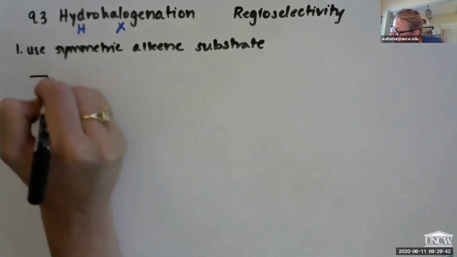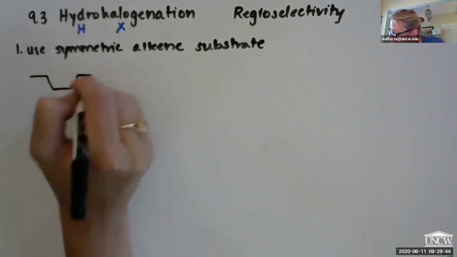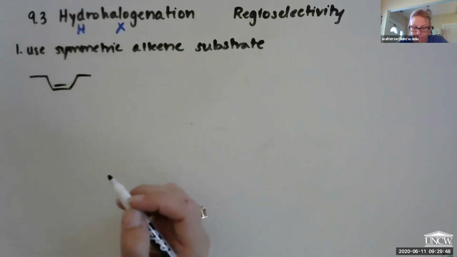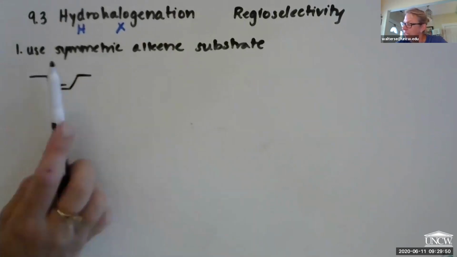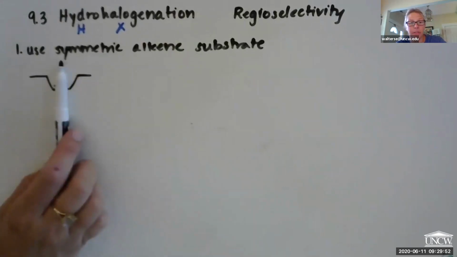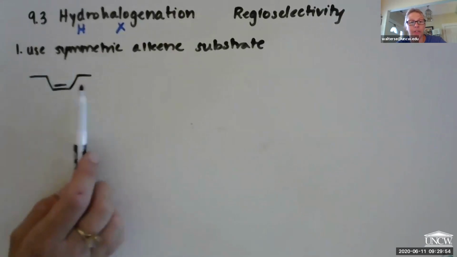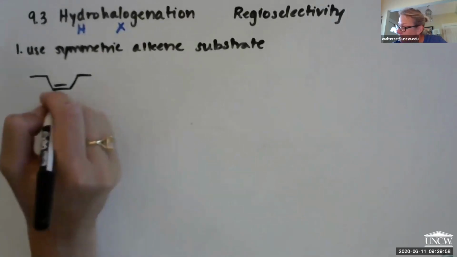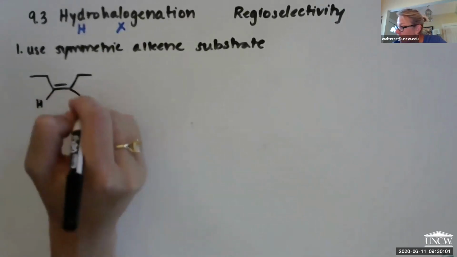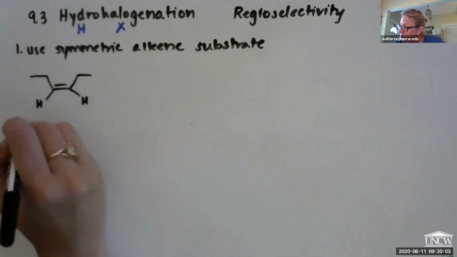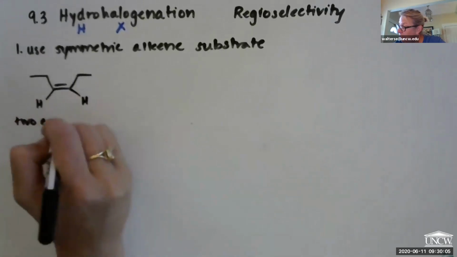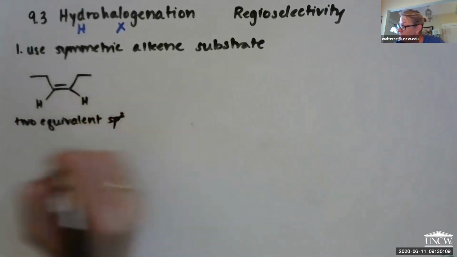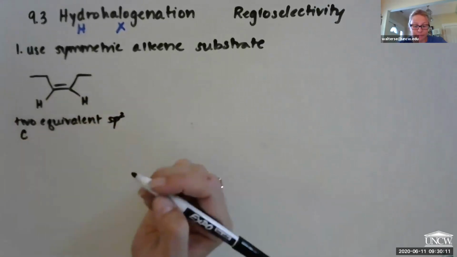So if we use this particular cis alkene, and when I say it's symmetric, it has a plane of symmetry through the middle. So the left half of the molecule looks like the right half of the molecule, and the two vinylic carbons are equivalent. So we have two equivalent sp2 vinylic carbons.